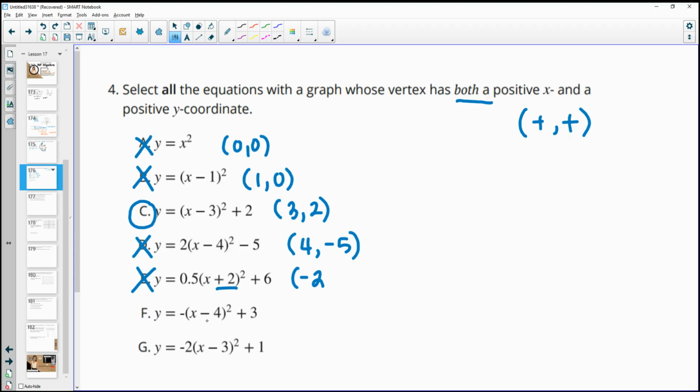F, we've got the opposite of -4 for the x coordinate. So that's 4. And then 3 for the y coordinate. Both of those are positive. And then G has the opposite of 3 for our x coordinate. And then 1 for our y coordinate. And both of those are positive.